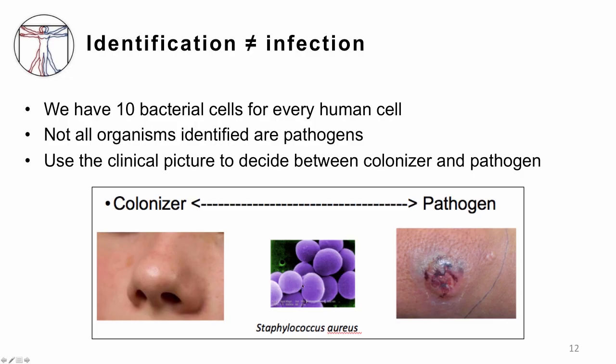Here again is an example using Staph aureus. If you swab somebody's nose, you may identify Staph aureus, but that doesn't mean it's causing infection. It may just be colonizing the nose. However, if you have a person who has a big abscess in the thigh and there's pus weeping out, and you culture and you find Staph aureus, it is much more likely to be in a pathogenic state.